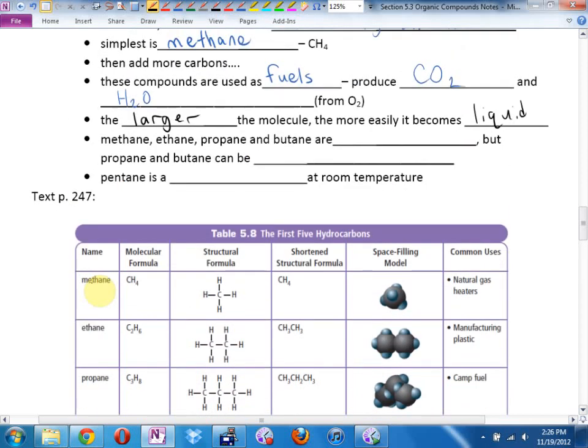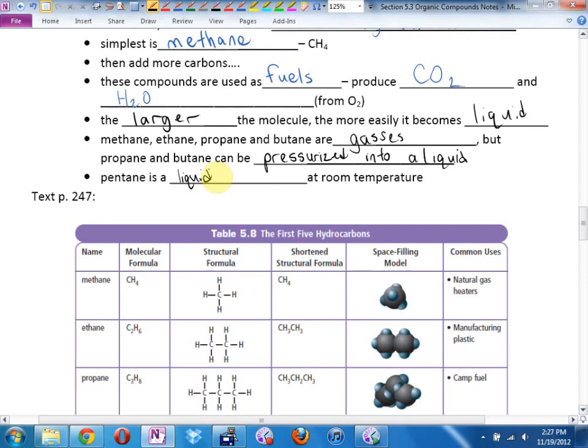So, methane, ethane, propane, butane are gases at room temperature. But propane and butane can be pressurized into a liquid. And pentane is already a liquid at room temperature, and anything bigger than that is also a liquid at room temperature.